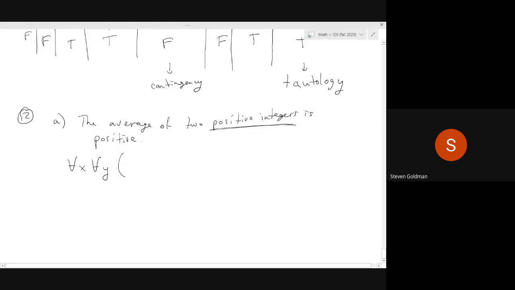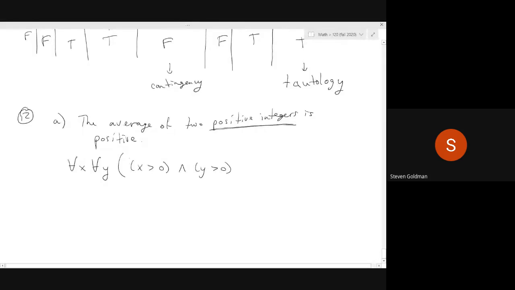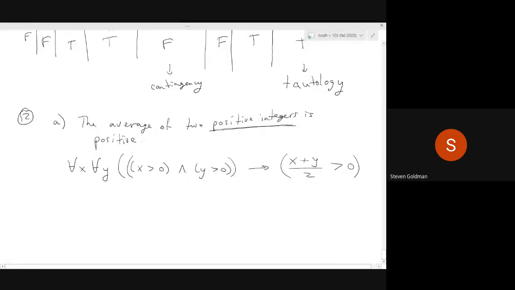Now this is universal. We're talking about all positive integers. So when we restrict a domain with universal quantifiers, we have to write it as a conditional statement. So we're going to say, for all integers x and y, if x is greater than 0, it's positive, and y is greater than 0, it's positive, then their average is positive. So if x is greater than 0 and y is greater than 0, then their average, how do I write their average? x plus y over 2 is greater than 0. So that would be the answer for part A.